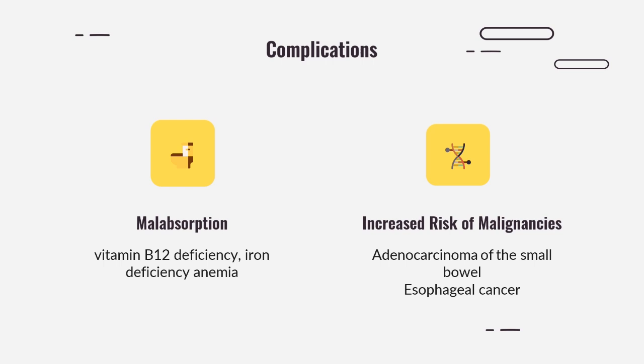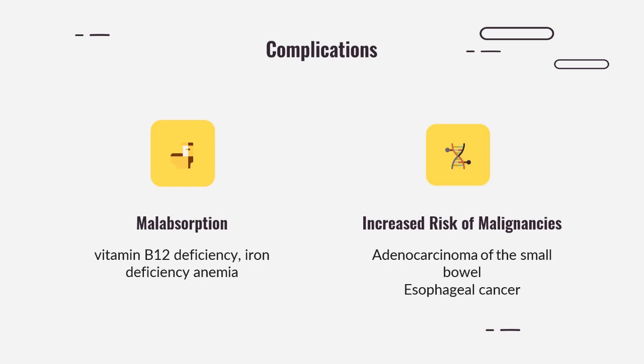Okay, so complications. What are the complications that might arise from this condition? We have two main complications. The first is malabsorption, which could lead to vitamin B12 deficiency and iron deficiency anemia, which will lead to weight loss and maldigestion, and this will badly reflect on the health of the patient. It might also lead to secondary lactase deficiency, which can also have some clinical features of lactose intolerance.